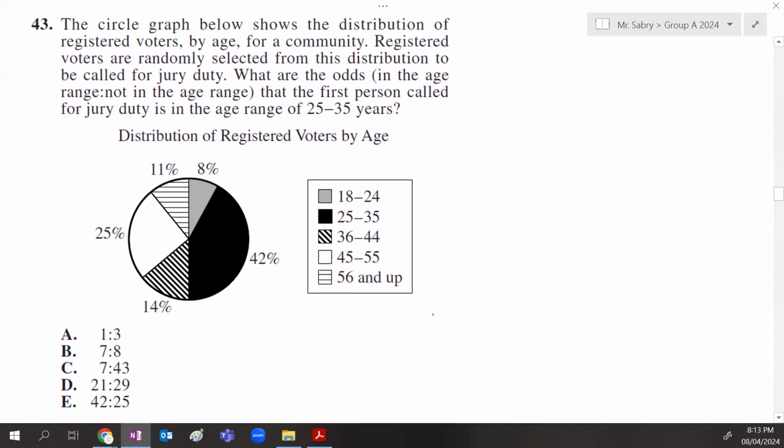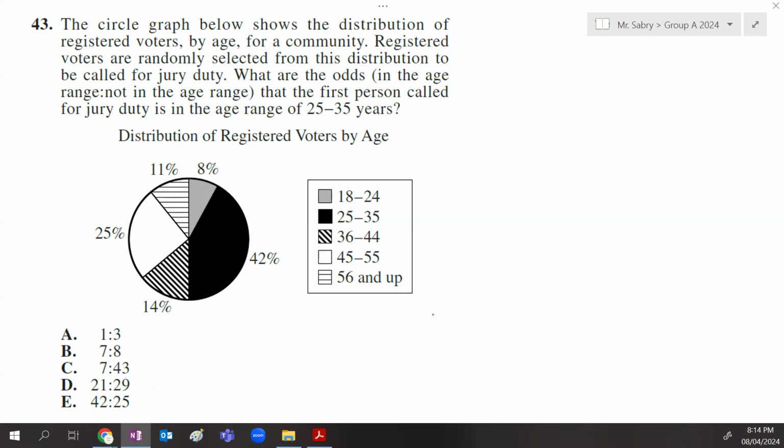The circle graph shows the distribution of the registered voters by age for a community. Registered voters are randomly selected from this distribution to be called for jury duty. What are the odds that the first person called for jury duty is in the age range of 25 to 35?